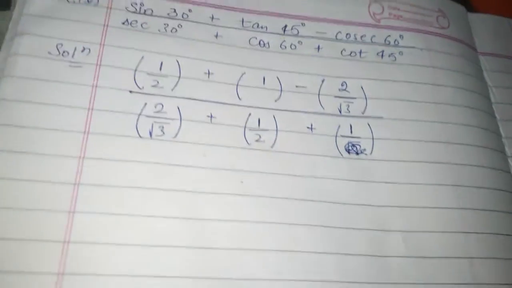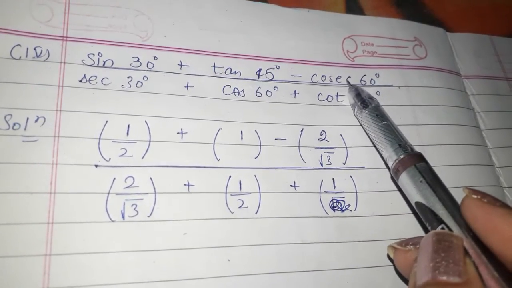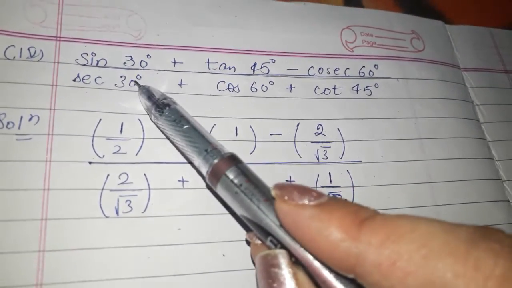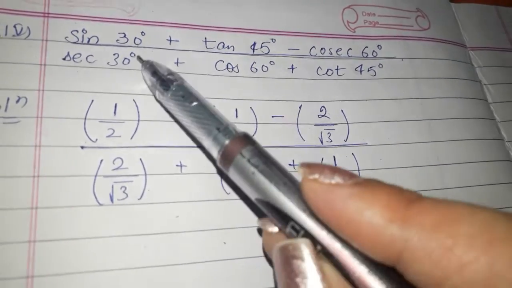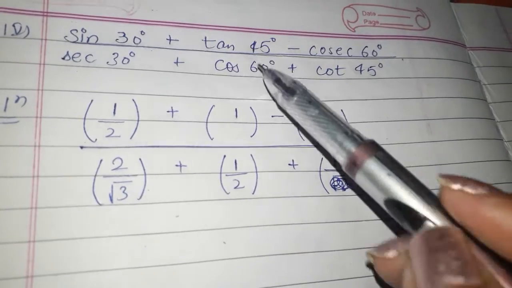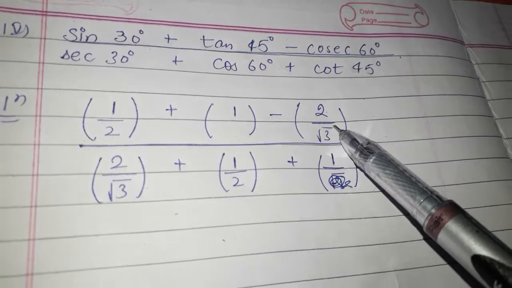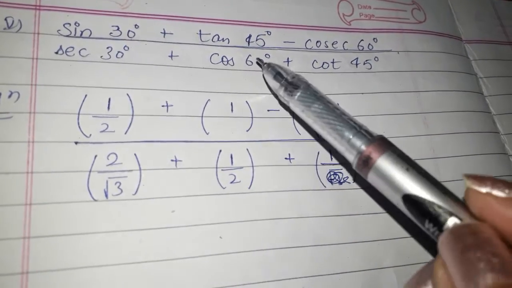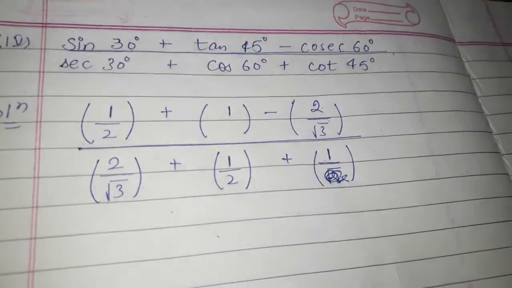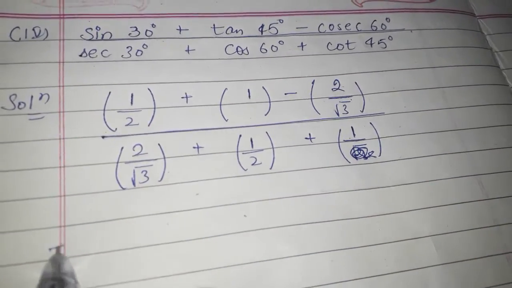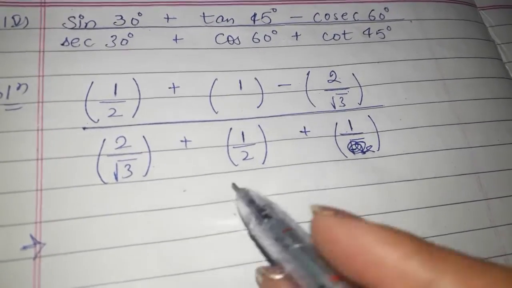This is the fourth question. sine 30 degree plus tan 45 degree minus cosecant 60 degree upon secant 30 degree plus cos 60 degree plus cot 45 degree. The value of sine 30 degree is 1 by 2, tan 45 is 1, minus cosecant 60 degree is root 2 by 3. Secant 30 degree is 2 by root 3, cos 60 degree is 1 by 2 and cot 45 degree is 1. Now we have to solve these terms. We will first take LCM of both of these terms.